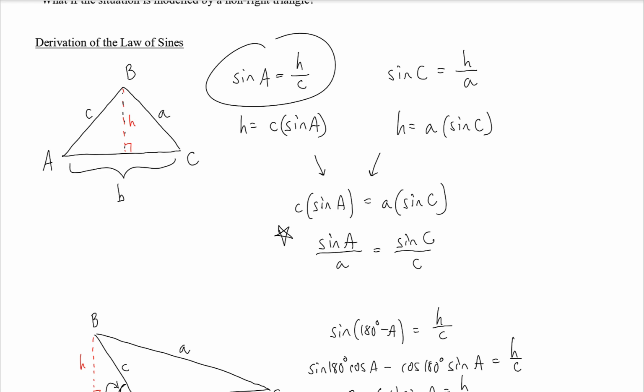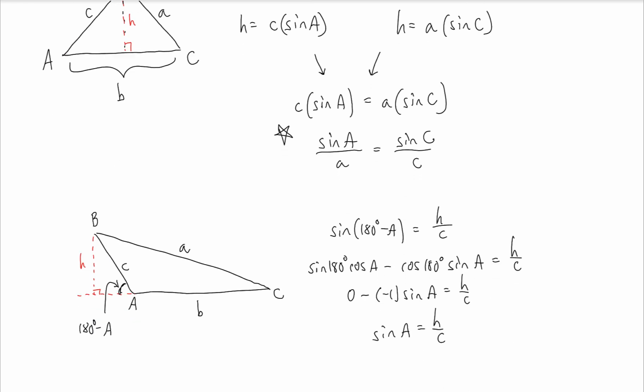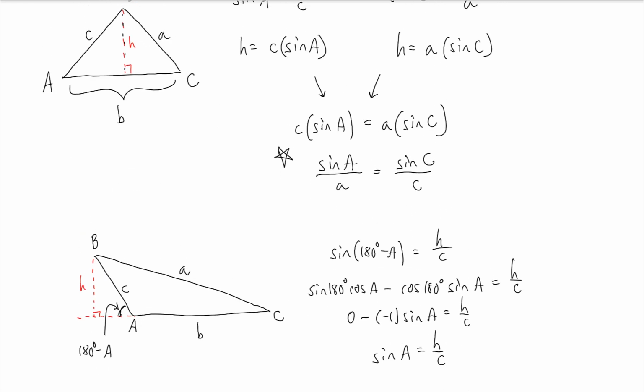So basically, what we're showing here is it doesn't matter what kind of non-right triangle you have. You could have a non-right triangle with all angles less than 90, or you could have a non-right triangle with an angle that's bigger than 90, and you're still going to get this identity, this formula, this little fact. So this is what we call the law of sines.